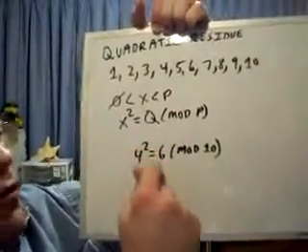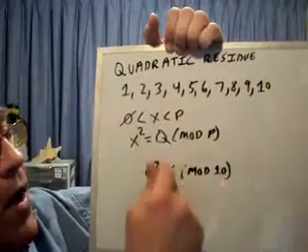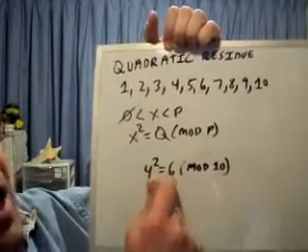Remember that your quadratic residue is the 6 or the 4 or whatever number falls into this position, that's your quadratic residue.